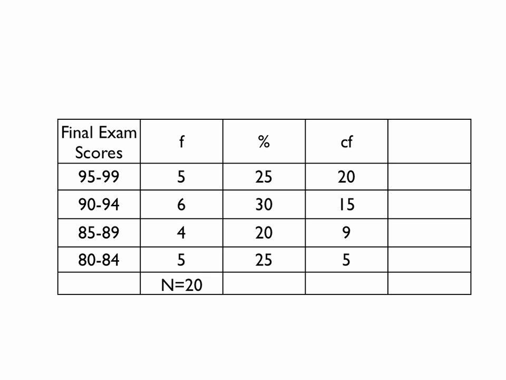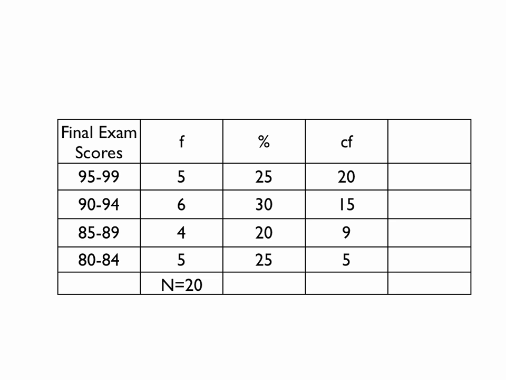So what you have is the cumulative frequency distribution, which means that the top row has to equal the number of observations. So in this case, we have 20. But again, we like to work from the bottom up in this situation. So we have 80 to 84. 5 scores fell within that range.